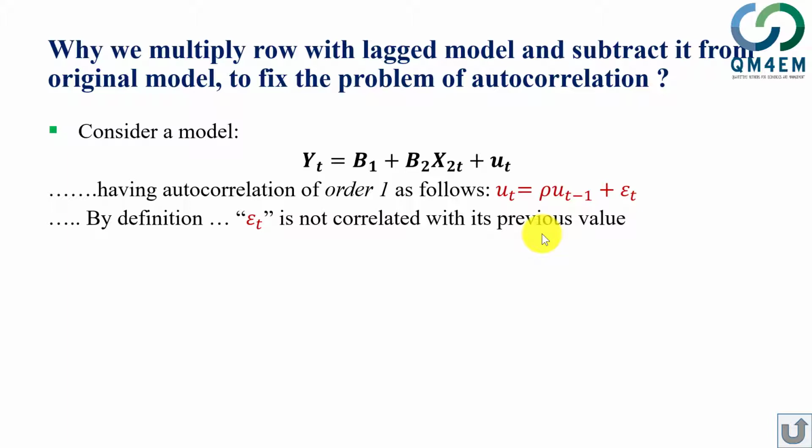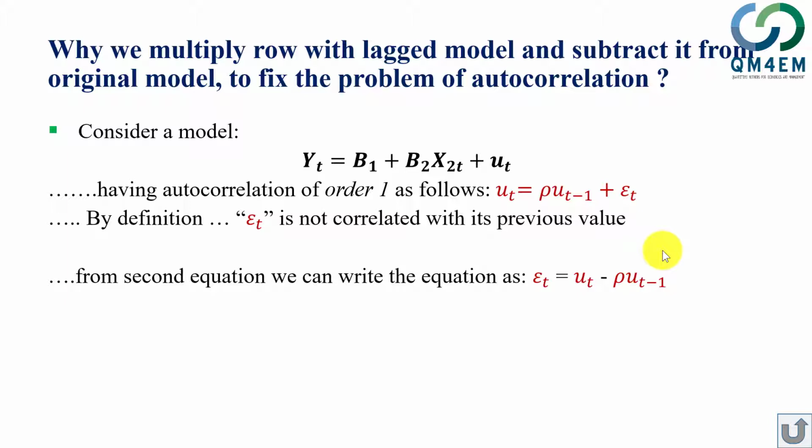Since this model's error term is correlated with its previous value, what we did is take a model of the error term regressed on its previous value, and then it has an error as well, but this error is no more autocorrelated. So if I take this second equation, ut is equal to rho ut minus 1 plus epsilon t, and rewrite it, epsilon t is equal to ut minus rho ut minus 1.